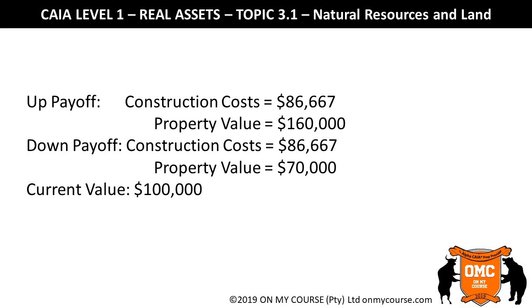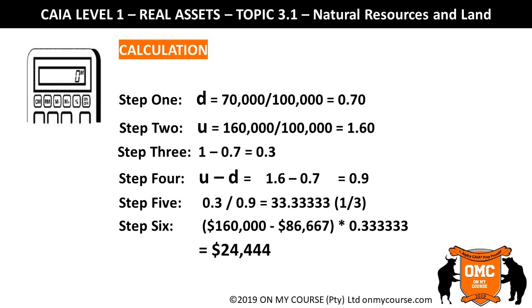So the first point to understand with all of these binomial options is that we need to assume that we're under no obligation to develop the land if the down value is negative. Then we just simply abandon, we assume 0. We won't proceed with the construction. So in this case, if the cost of construction is 86,667 and you can only receive 70,000 in the down payoff, it would probably be abandoned because you'd make a 16,667 Rand loss.